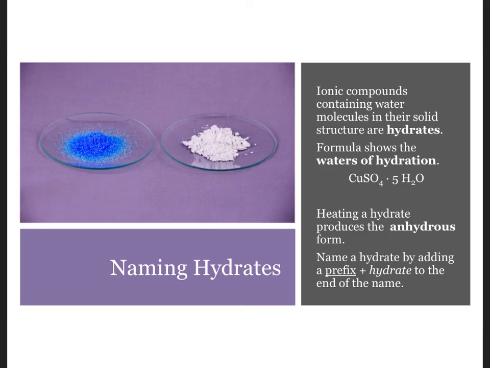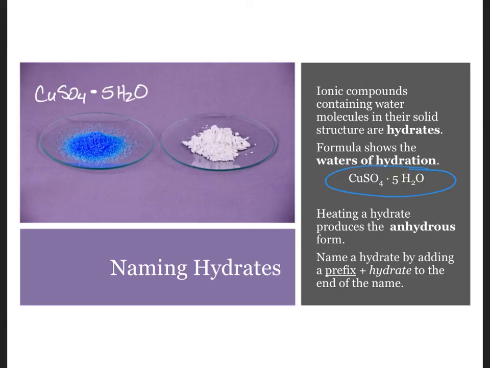Hydrates are the last curveball that chemistry can throw us when it comes to naming ionic compounds. Certain compounds, like copper-2 sulfate, will incorporate waters of hydration into their crystalline structure. These hydrates are shown with a dot between the formula unit and waters of hydration, in this case, meaning 5 water molecules are present in the solid for every formula unit of copper-2 sulfate.